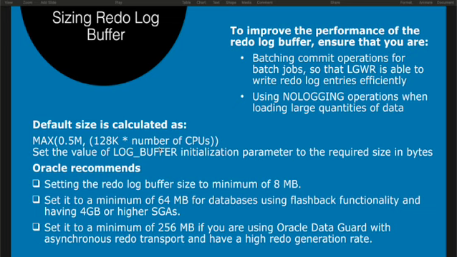Applications that insert, modify or delete large volumes of data may require changing the default size of the redo log buffer. Oracle recommends setting the redo log buffer size to a minimum of 8 MB. Set it to a minimum of 64 MB for databases using flashback functionality and having 4 GB or higher SGAs. Set it to a minimum of 256 MB if you are using Oracle Data Guard with asynchronous redo transport and have a high redo generation rate.